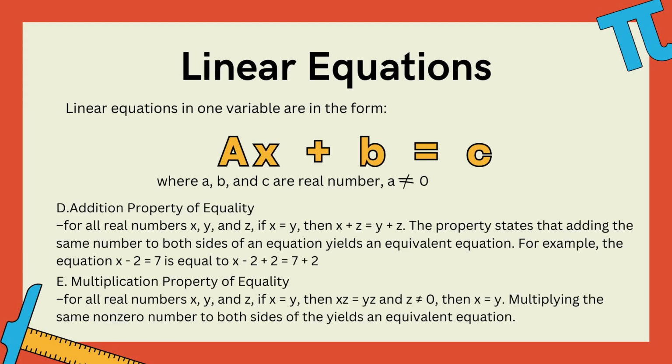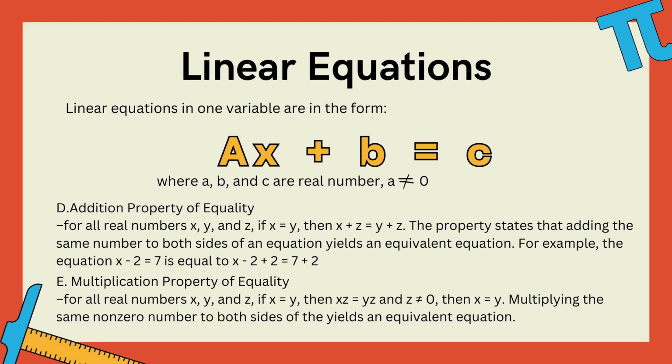Now let us have the addition property of equality. For all real numbers x, y, and z, if x is equal to y, then x plus z is equal to y plus z. The property states that adding the same number to both sides of an equation yields an equivalent equation. For example, the equation x minus 2 equals 7 is equal to x minus 2 plus 2 equals 7 plus 2.